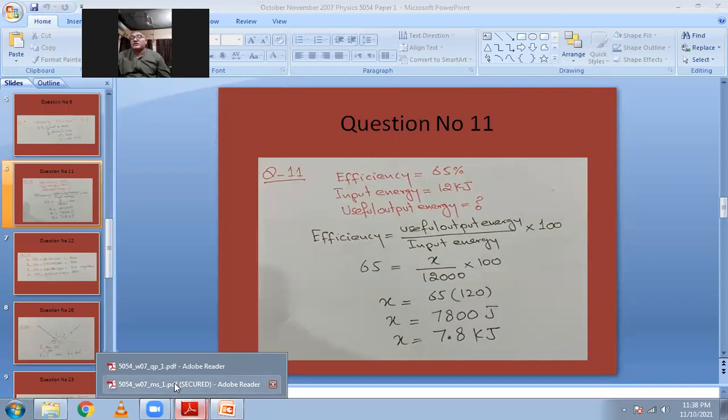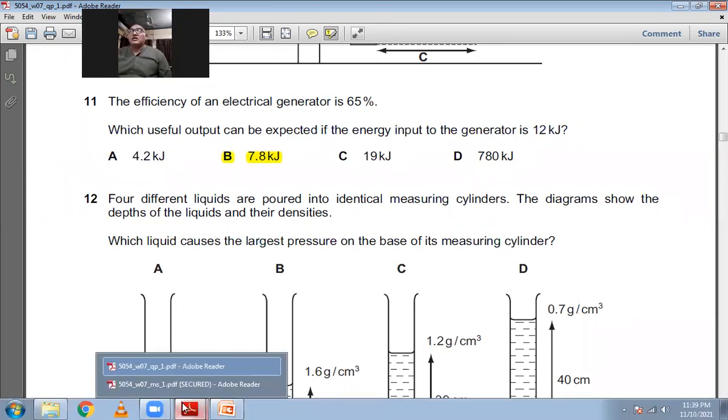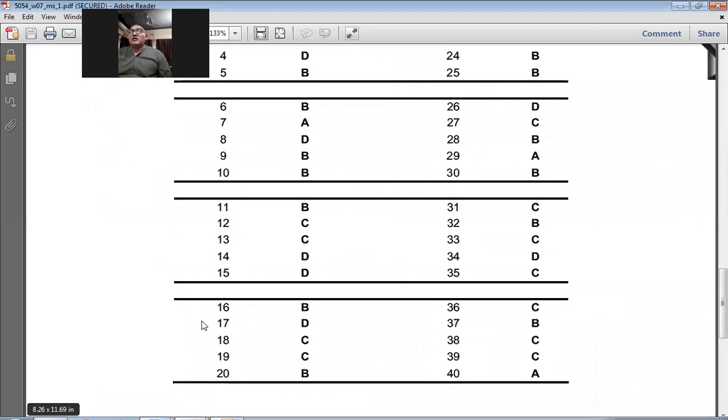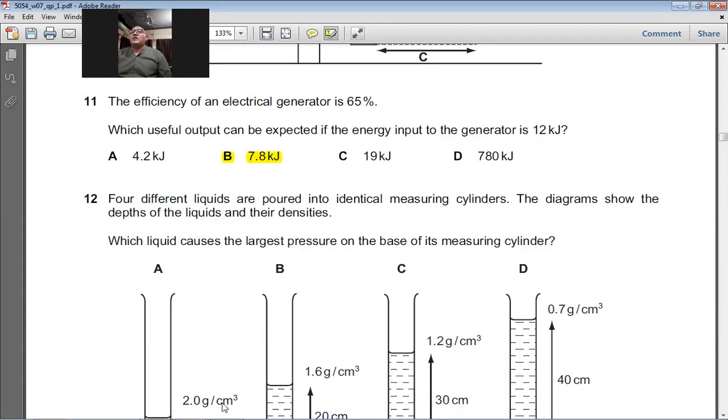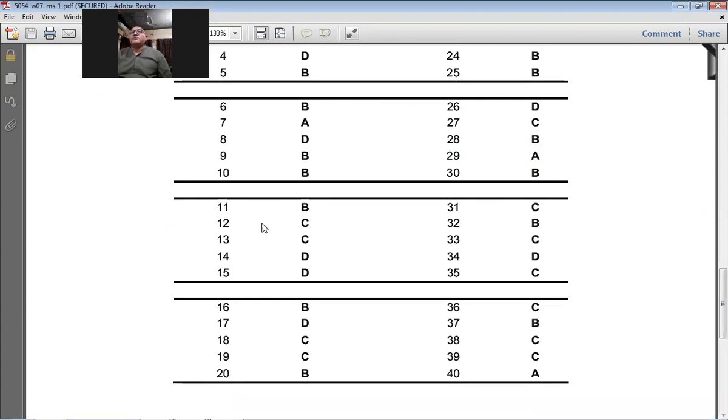Let's check the answer. So I think question number 11, B is the right choice, 7.8 kilojoules. B is the right answer.